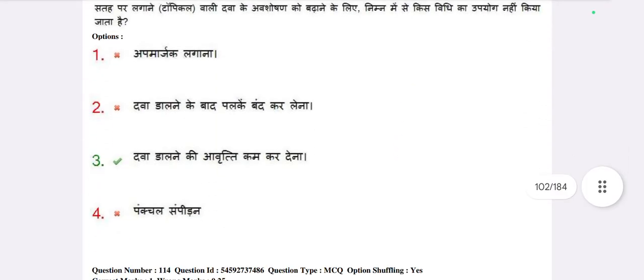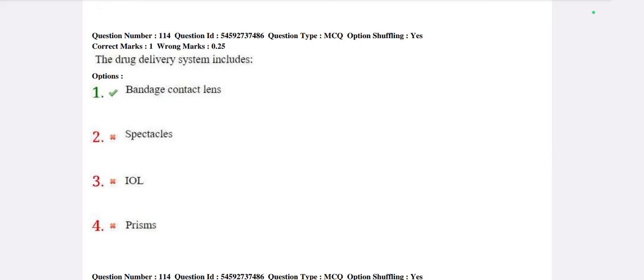Next question is, the drug delivery system includes bandage contact lens, spectacles, IOL or prism. Correct answer is bandage contact lens.